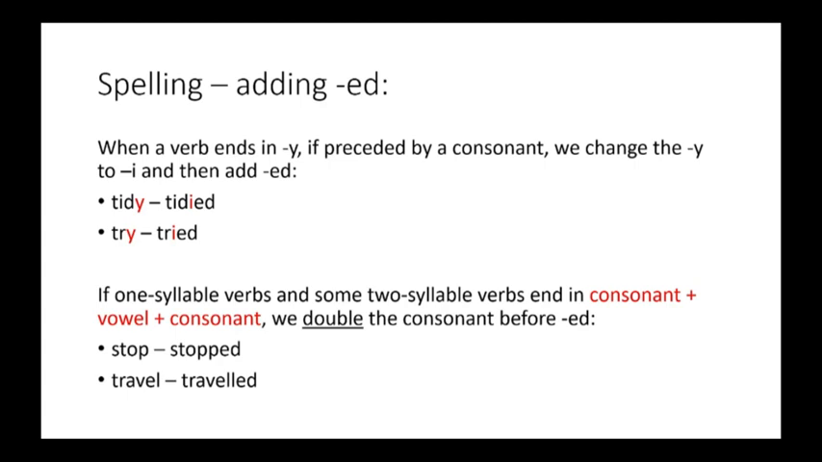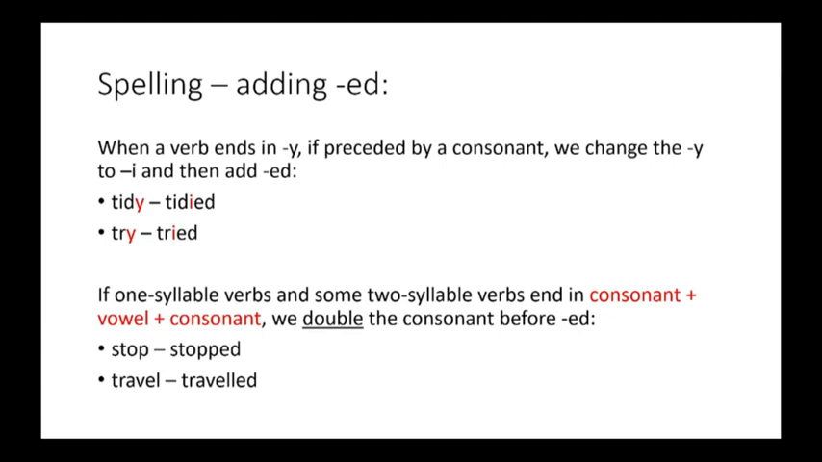If one-syllable verbs and some two-syllable verbs, so short ones, end in a consonant, vowel and consonant, we double the consonant before -ed. For example, stop, stopped. Travel, traveled.